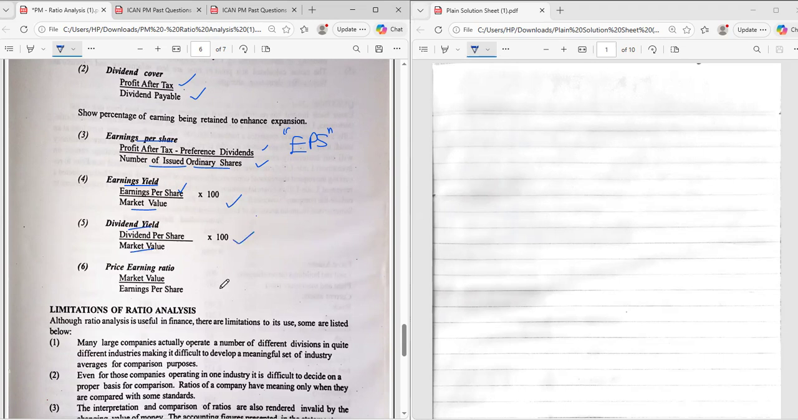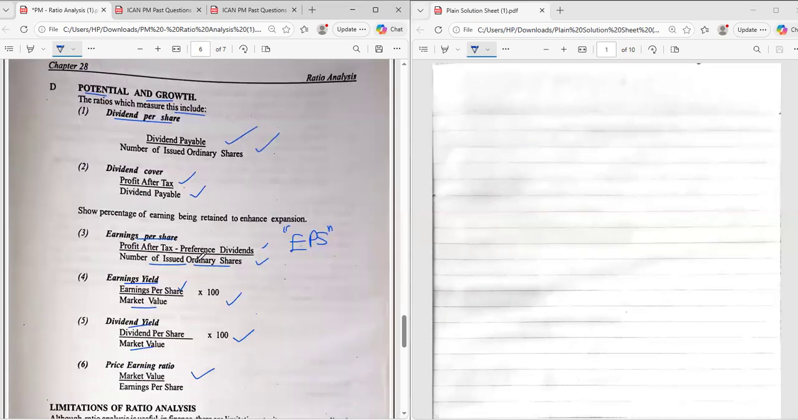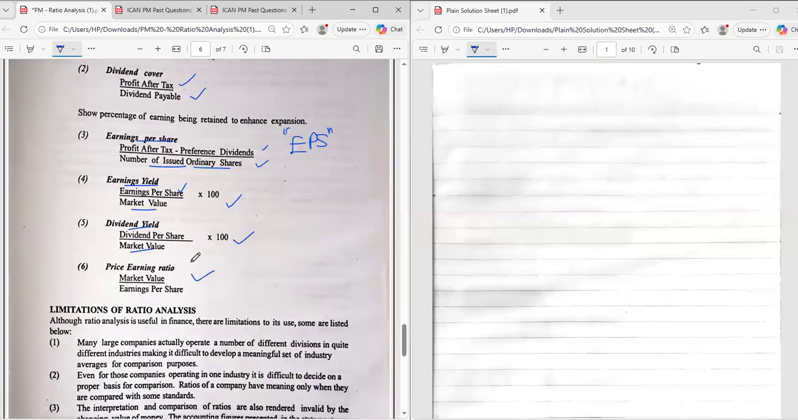And then finally, you have your PE ratio. This one is used for business valuation. Everything that I'm talking about here under potential and growth is business valuation. So this PE ratio, just reverse this ratio. The reverse of your earnings yield is your PE ratio. Look at it: market value is up here, market value here is down; earnings per share here is down, earnings per share here is up. So the reverse of your earnings yield gives you your price earnings ratio.